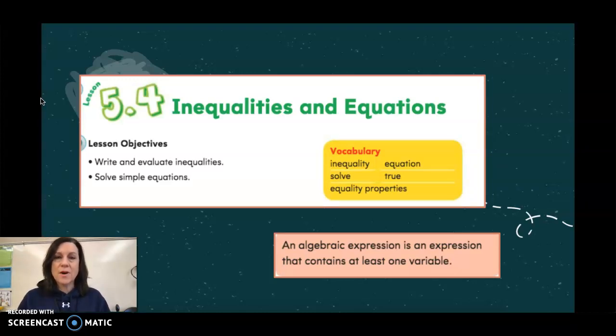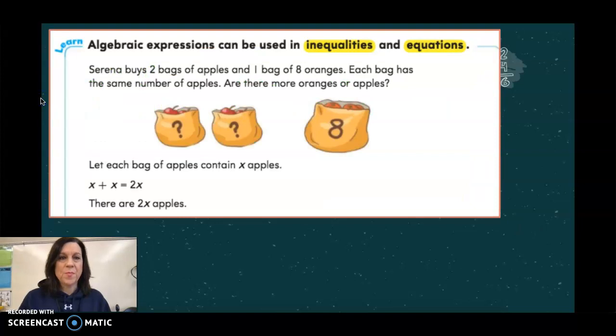And then we've been working with algebraic expressions. So remember, an algebraic expression is an expression that contains at least one variable. Remember, the variable is like an x, a b, a c, a y. That's your variable. All right, so algebraic expressions can be used in inequalities and equations. So let's take a look at our example.